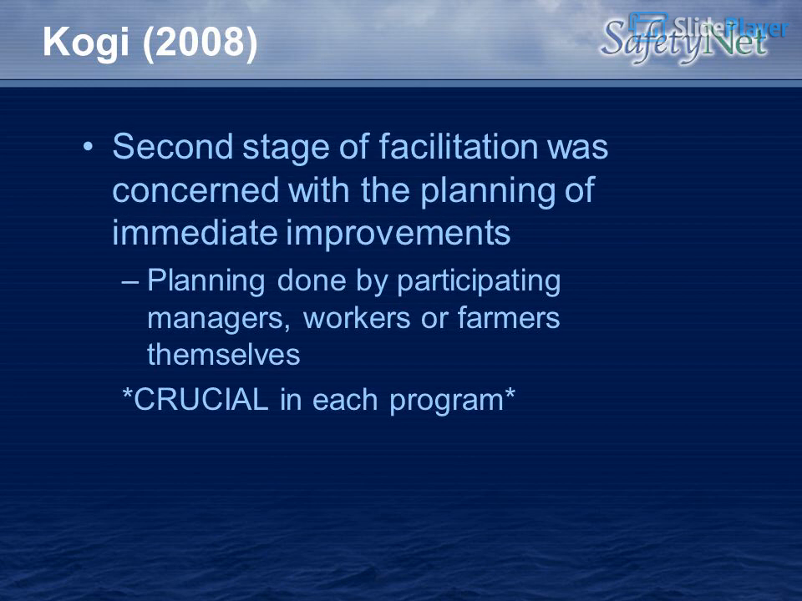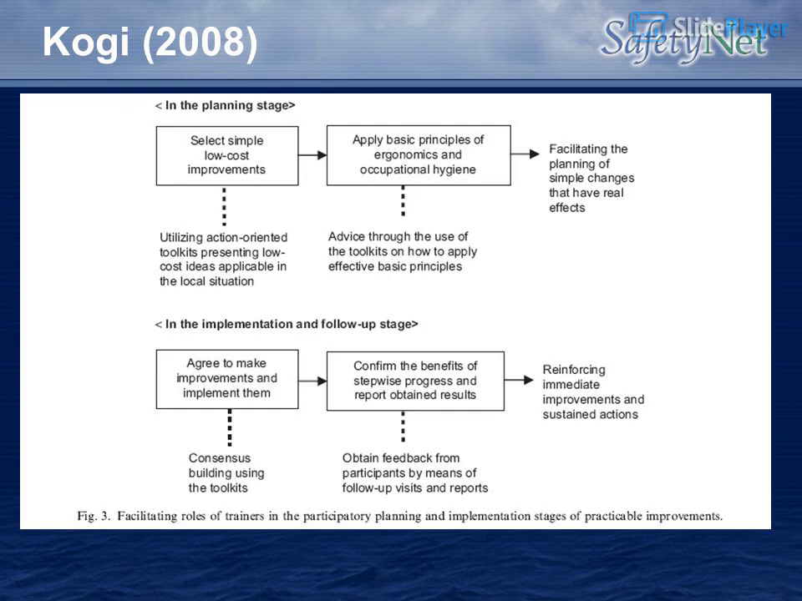Kogi, 2008. The second stage of facilitation was concerned with the planning of immediate improvements. Planning was done by participating managers, workers or farmers themselves. This was crucial in each program.